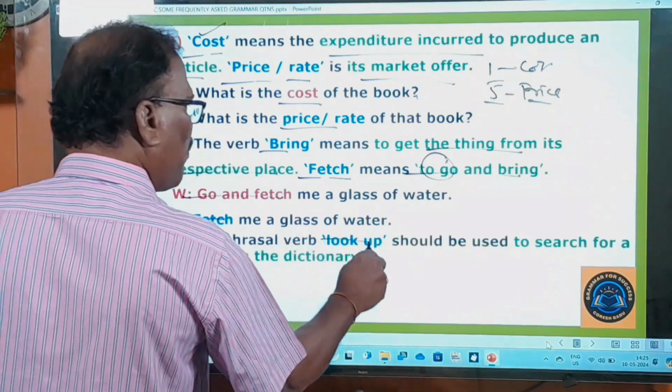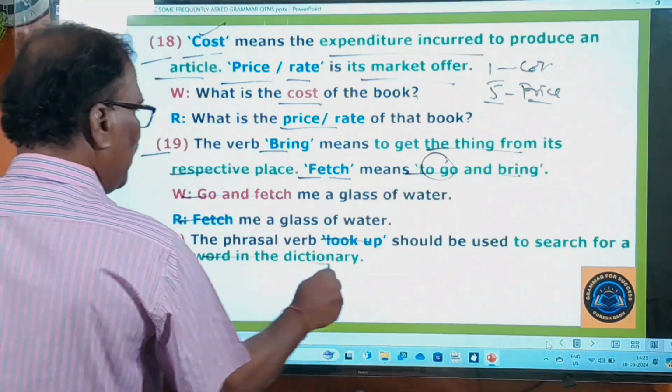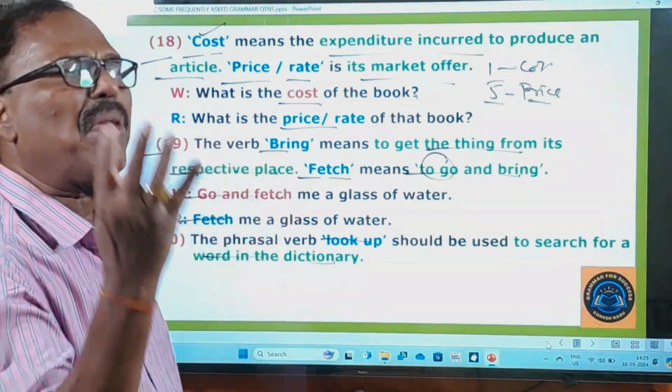And the 20th rule is there. The phrasal verb look up should be used to search for a word in the dictionary. Look up means dictionary lo oka maatanu vedakuta.